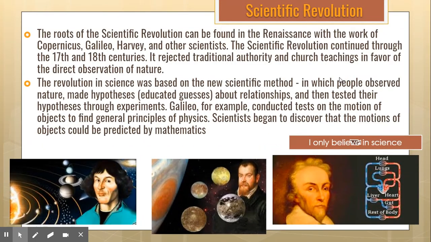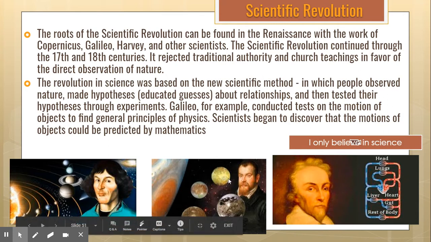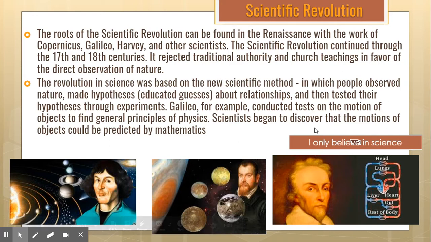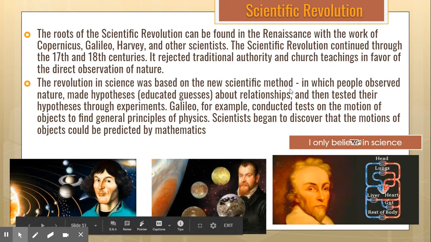And then you have the scientific revolution. So the roots of the scientific revolution can be found in the Renaissance with the work of Copernicus, Galileo, which you see here down at the bottom. So Copernicus on the left, Galileo in the middle, and then Harvey, who explained the circulation of blood through the body. So those are the scientists, and there were other ones, of course.